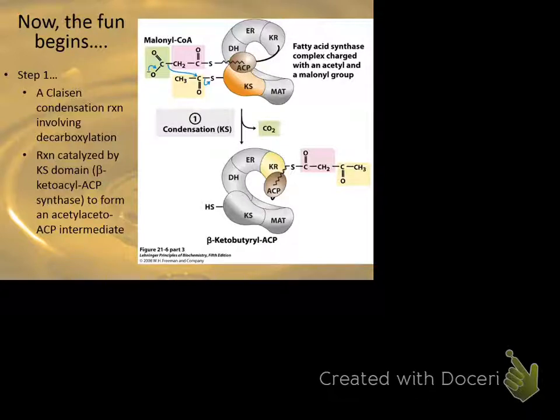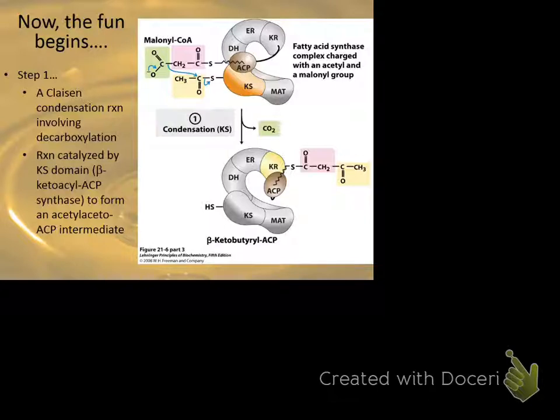Now, some people get confused because I don't know why the book does this. It gives it the very specific name, ketobutyryl, but that just means 4, because then it's going to be hexyryl when it's 6 and octyryl when it's 8. That's why the enzyme is just called ketoacyl, because it doesn't have a specified number. The ACP is basically like swinging that group around.